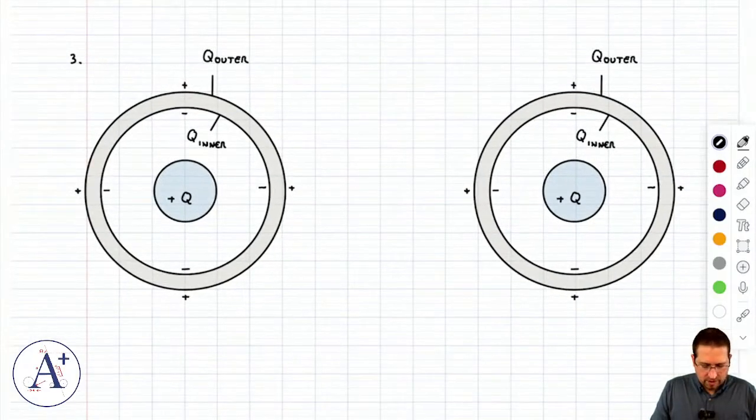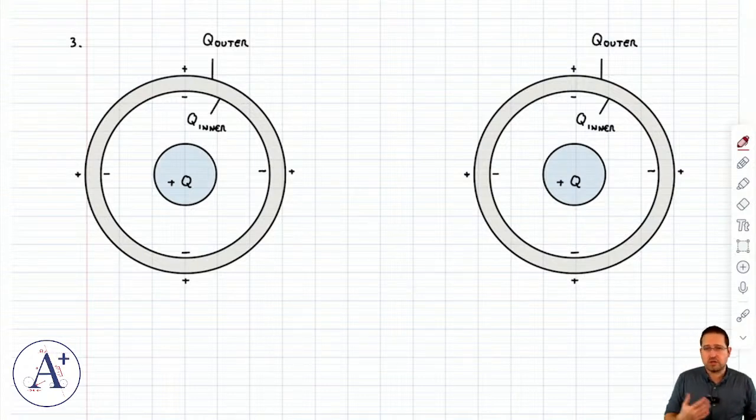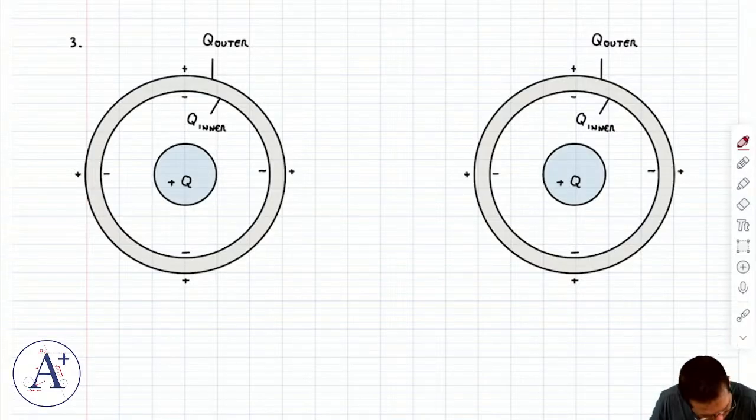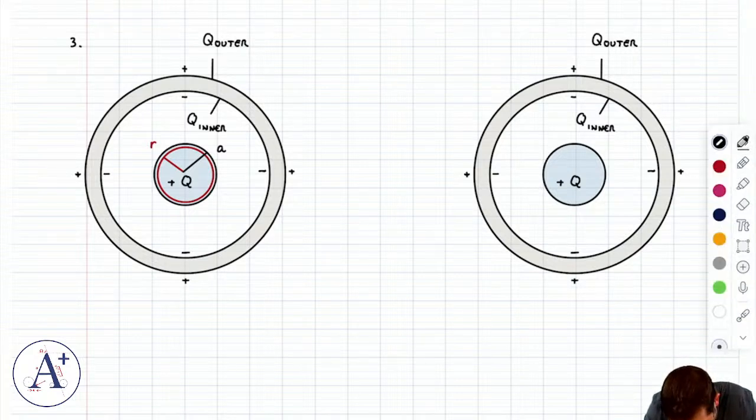So everything's spherical. We have spherical symmetry. Therefore, in choosing between a Gaussian sphere and a Gaussian cylinder, I'm obviously going to choose a Gaussian sphere. That is the symmetry that makes sense here. I have to work from the inner region to the outer region. So I've got to go from region 1 to region 4, one region at a time. So I'm going to draw a Gaussian sphere here. That is going to be a sphere of radius little r. Now don't forget that the spherical insulator has radius a.